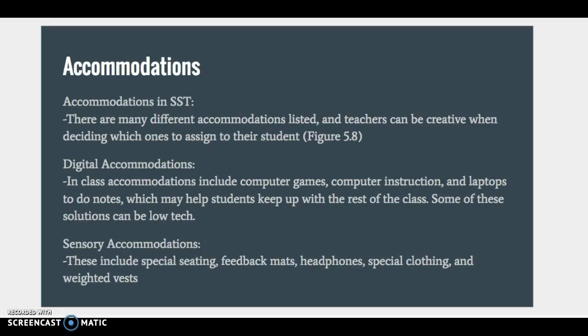And sensory accommodations could include, like, special seats. You could have feedback mats if you have a student who's sensitive to certain sounds or music or something. You can give them headphones to either cancel the noise or to have music playing. There's special clothing that students can wear that'll help them calm down just by the texture. And you could also have a weighted vest. Somehow that helps the student kind of stay calm.